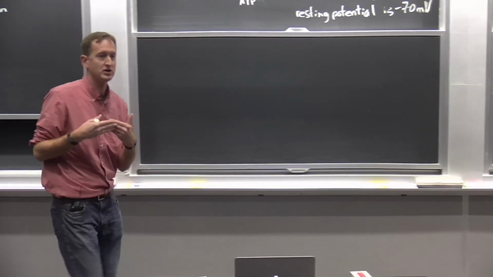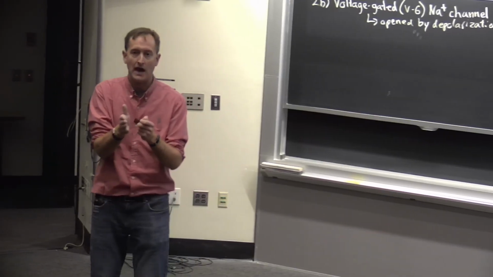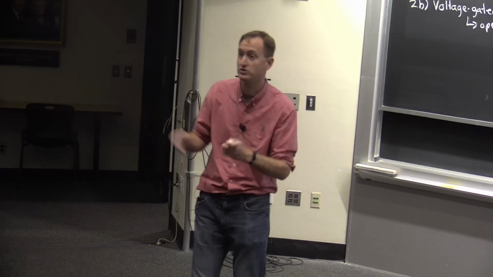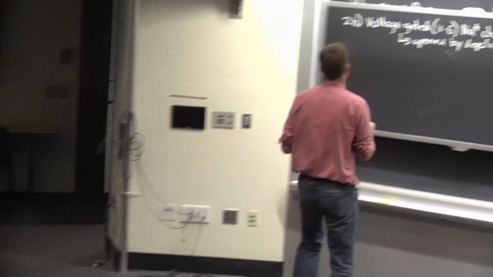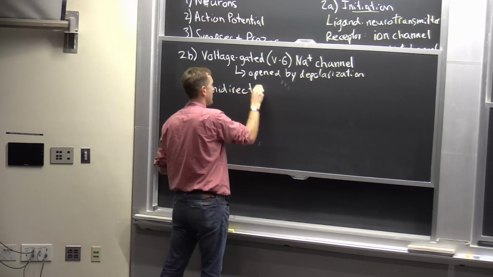Okay, and then the question becomes, if you open these channels at the very end of the neuron, how do you get it such that this electrical signal moves unidirectionally along the neuron? Okay, so what leads to unidirectionality?